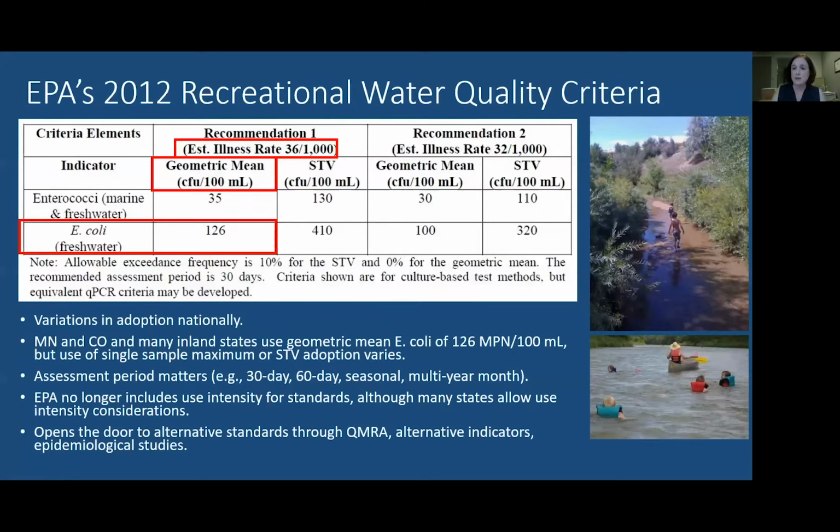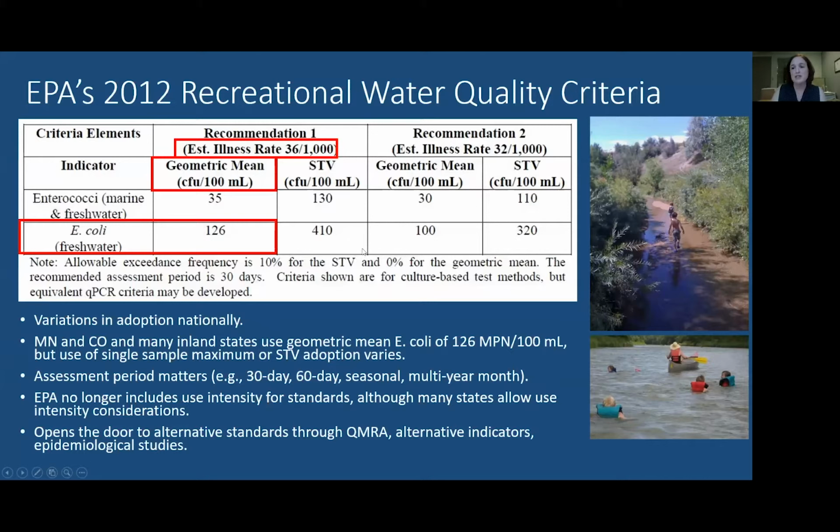The assessment period recommended by EPA is a 30-day period, but there is some variation among different states as to whether it's a 60-day period or a seasonal period or some other period, but those are the key points there.